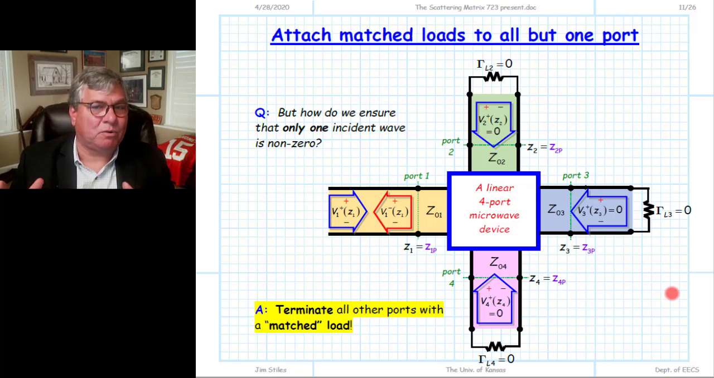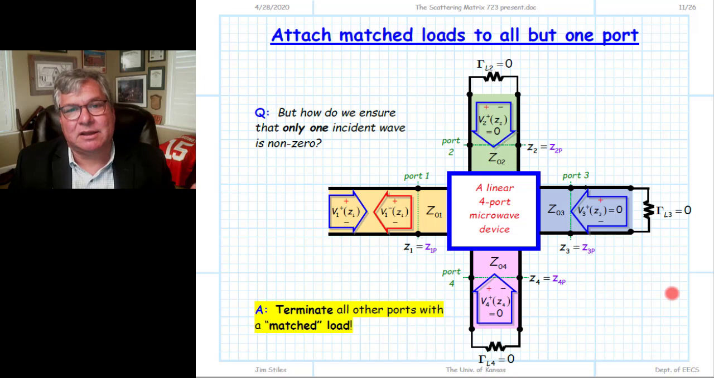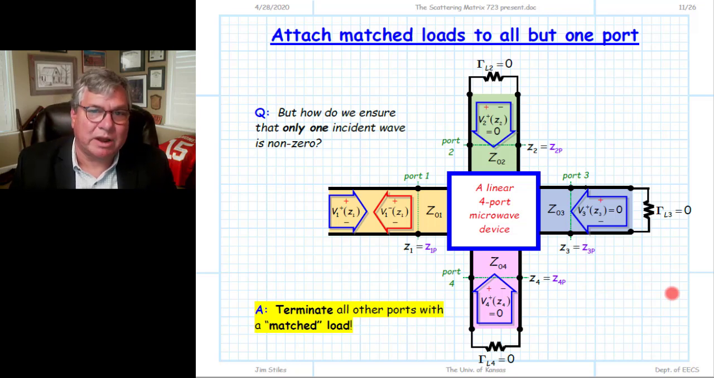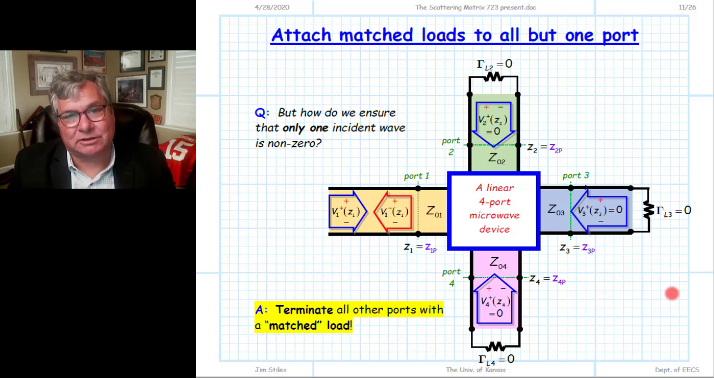We had the same problem before with the impedance matrix, right? We said we have to make sure that there's only one non-zero current on one of the ports, and that the current on all the other ports must be equal to zero, except for the one non-zero current that we are evaluating. How do we ensure that the currents at the other ports are equal to zero? We said, well, that's easy. We simply attached open circuits, either in the lab, or schematically if we're evaluating it schematically to determine the impedance matrix.